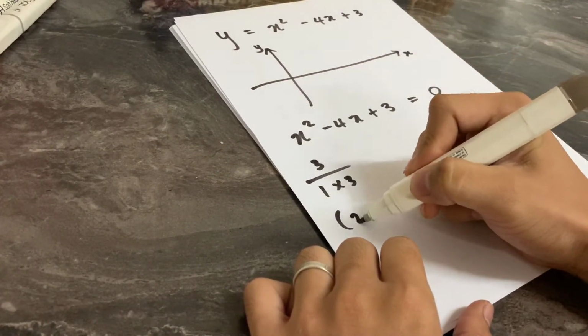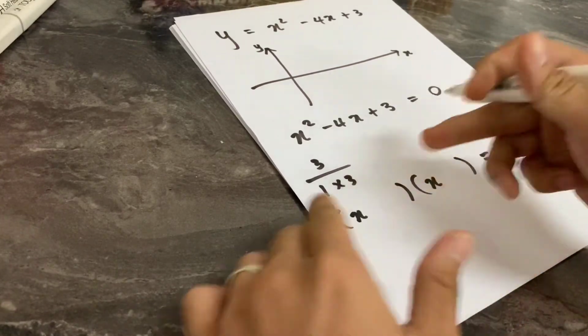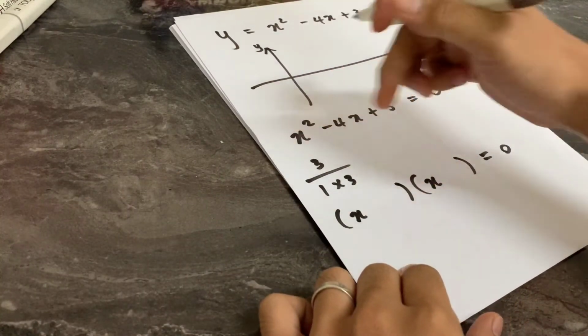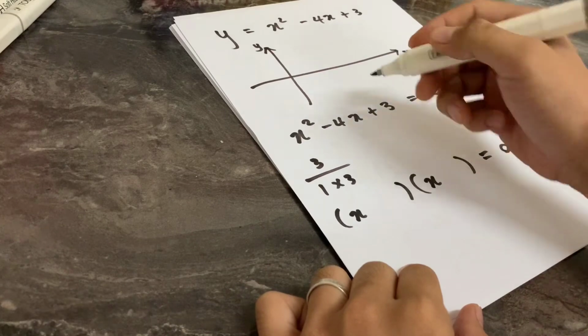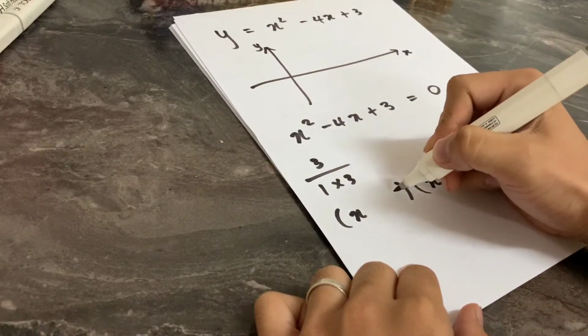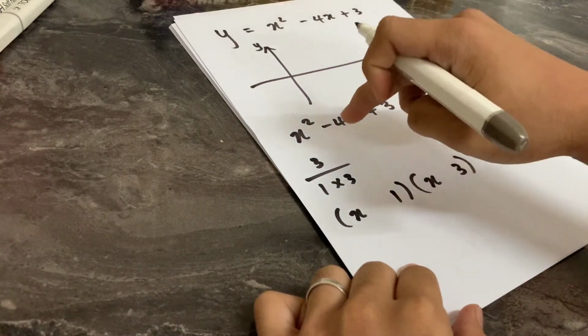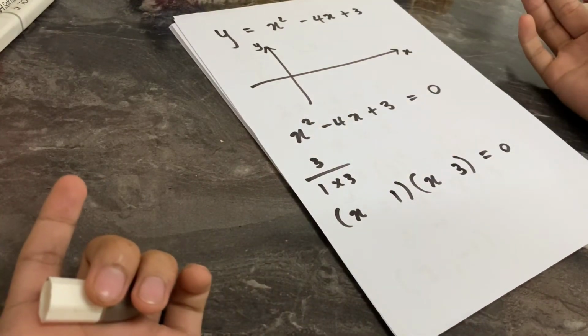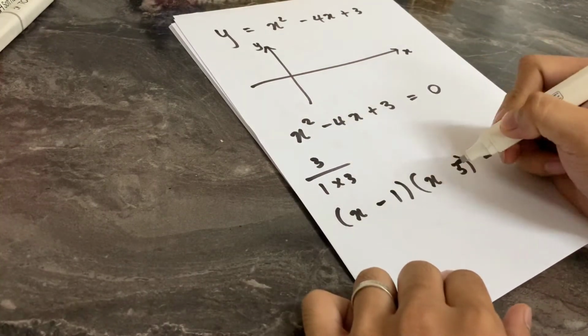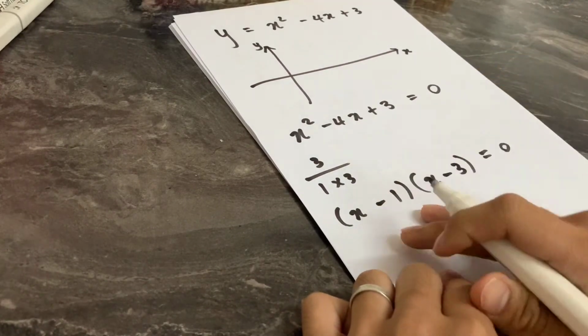So basically it's just x and x. If you expand it, it's going to be x squared. And then here are the factors, 1 and 3. So in order to get negative 4, logically it's negative 1, negative 3. So here I have two factors.